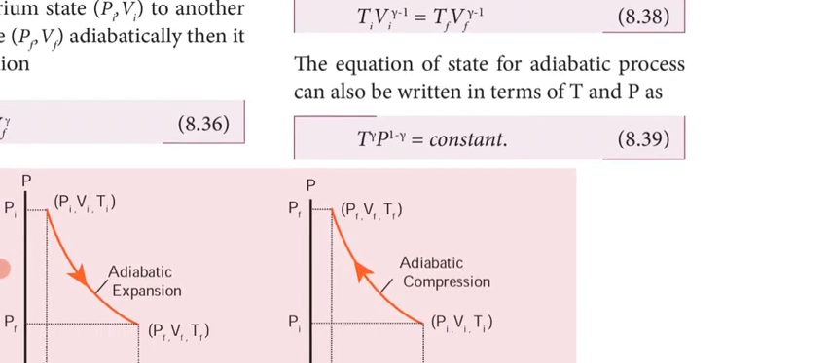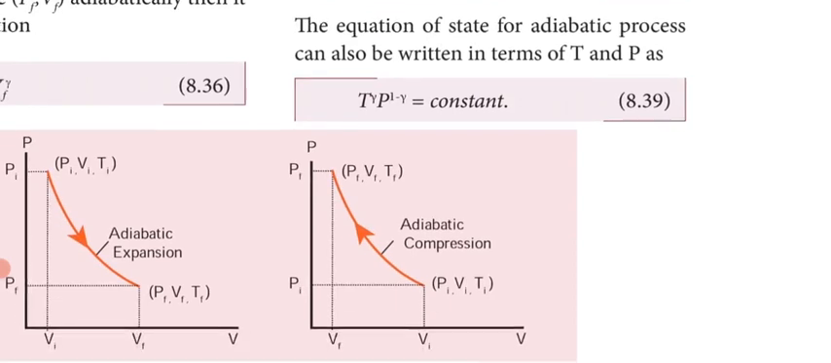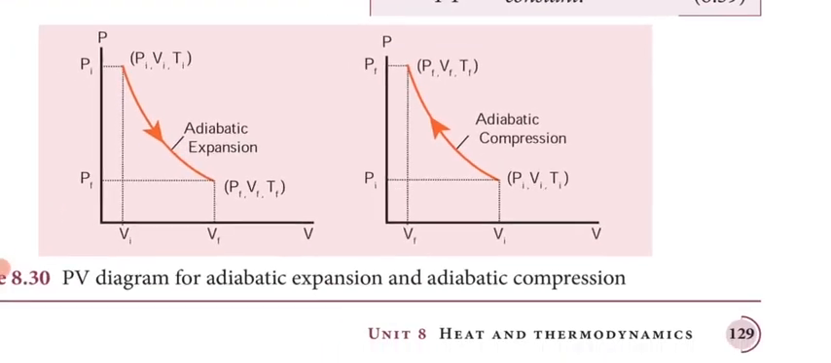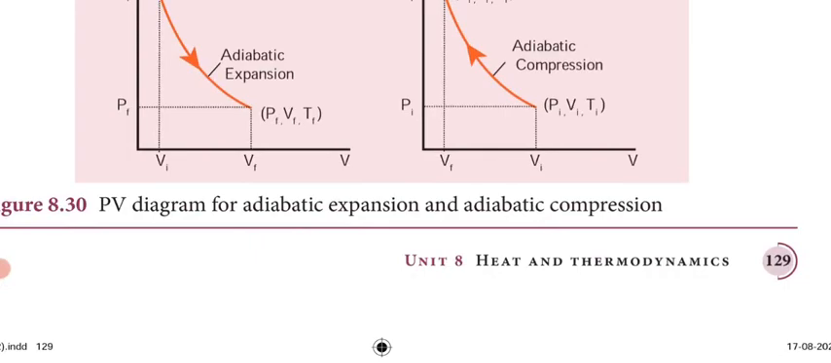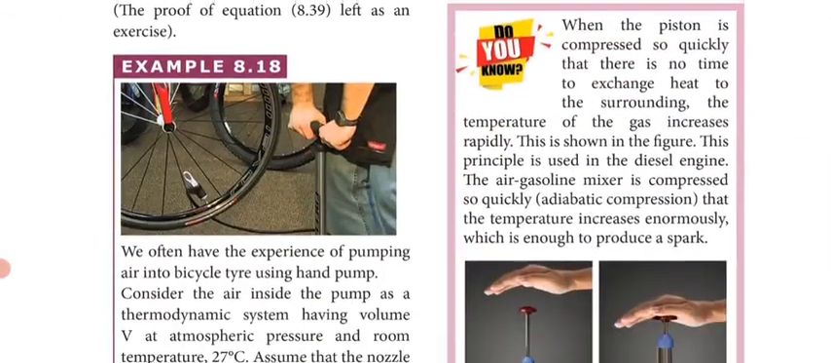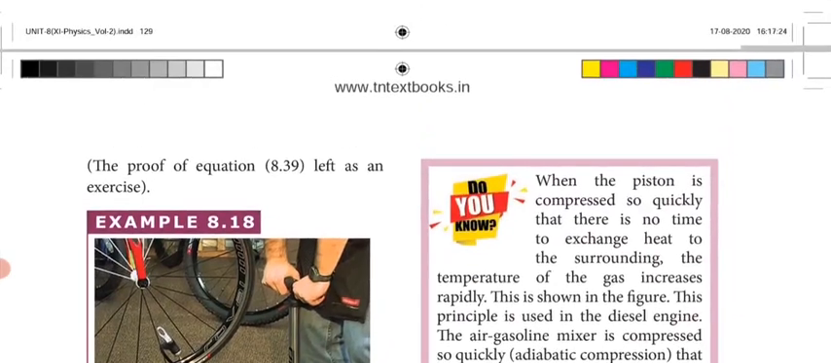The equation of state for an adiabatic process can also be written in terms of P and T as T^nu P^(1 minus nu) is equal to a constant. That will be clearly given in these two diagrams. The proof has to be given for the equation.